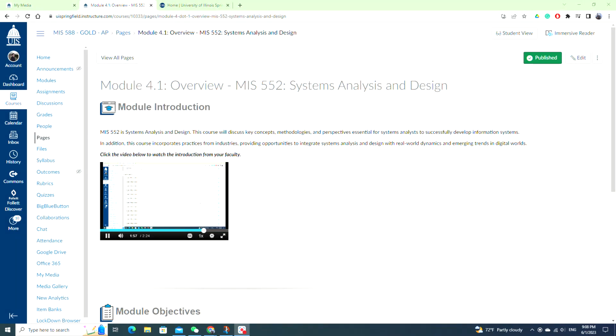This is a brief review of MIS552, System Analysis and Design. The purpose of the System Analysis and Design course is to prepare you to assume a role of business analyst. The main task of a business analyst is to gather requirements and manage requirements throughout the life cycle of a software application.